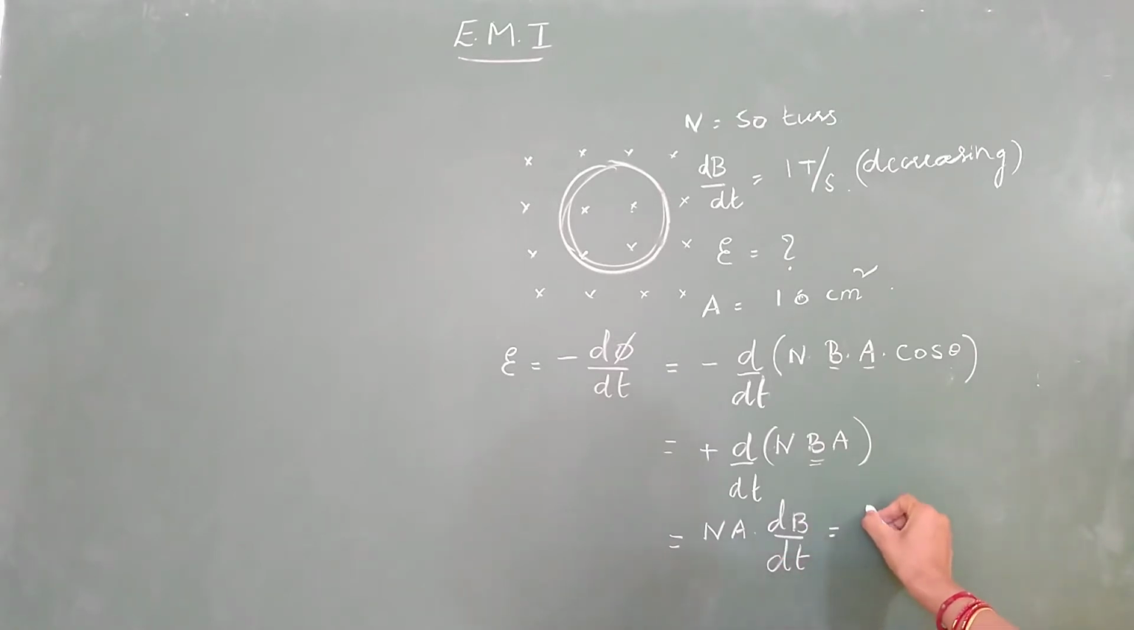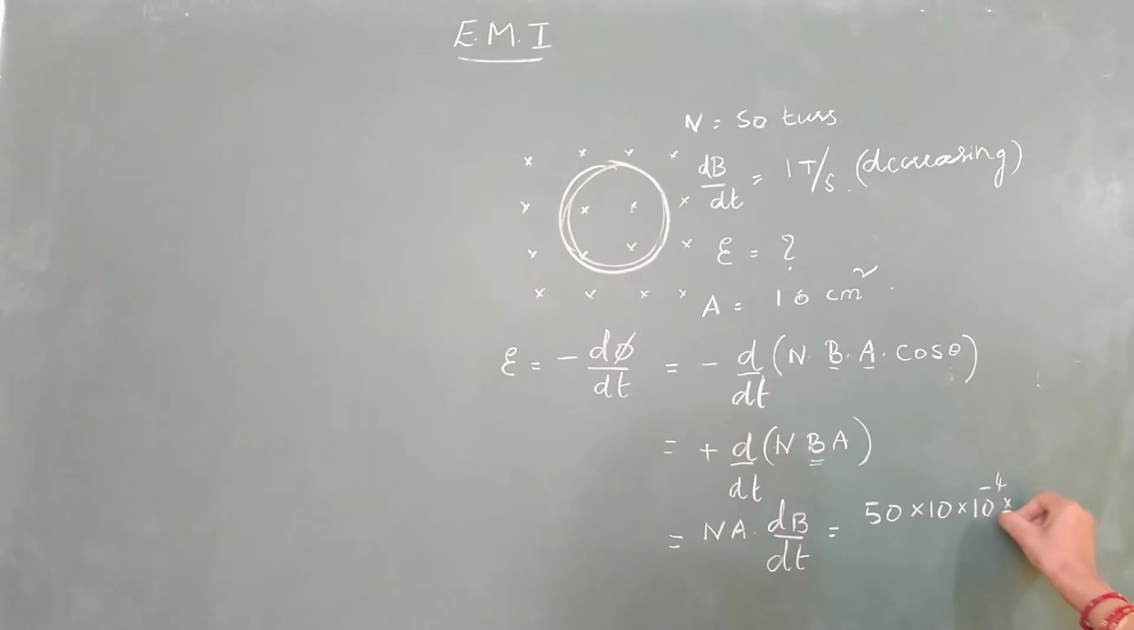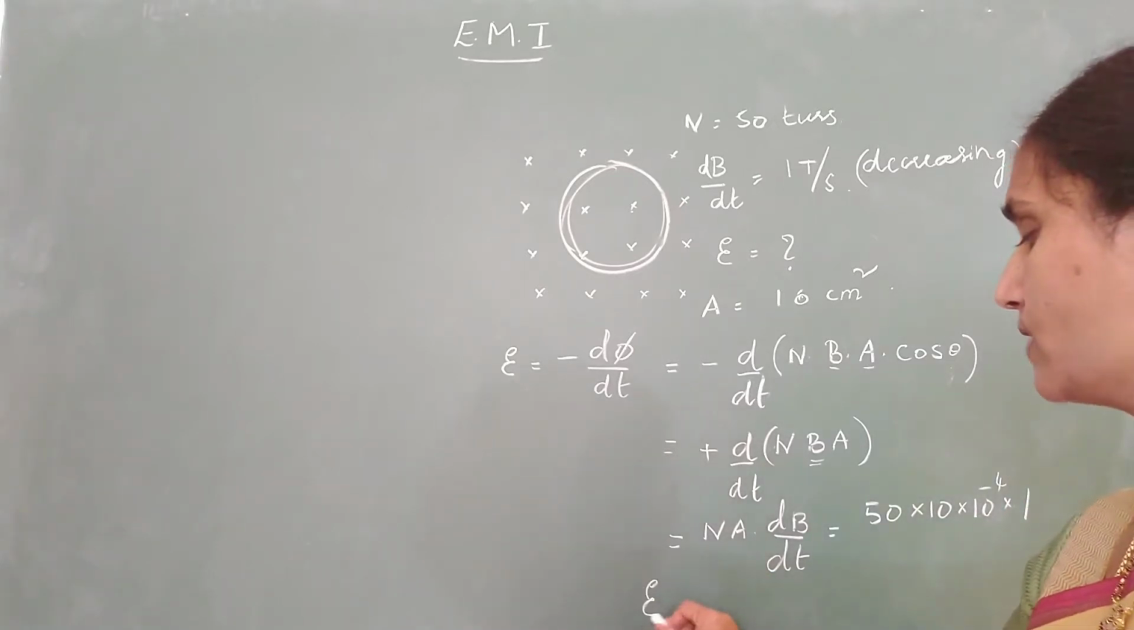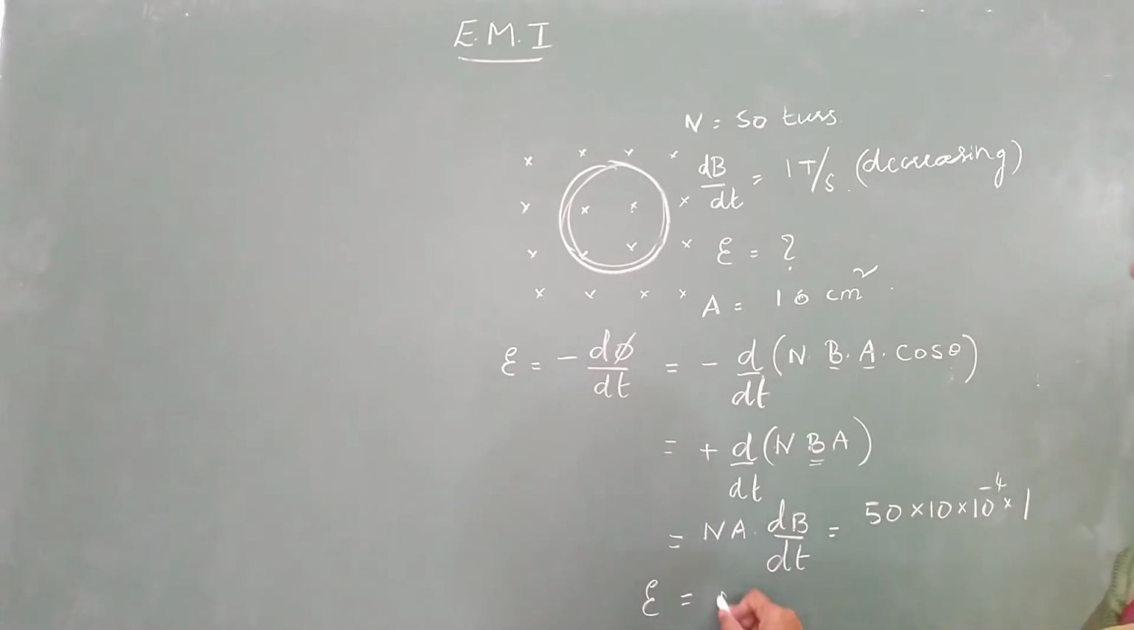That's nothing but number of turns, given as 50. Area is 10 centimeter square, convert into meter square. Rate of change of magnetic field is 1. So what should be your magnitude of induced EMF? It equals 5 into 10 to the power minus 2, or 0.05 volt will be your induced EMF.